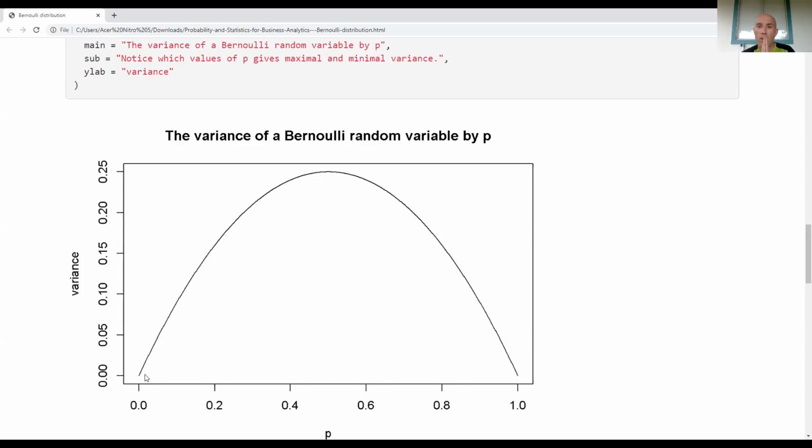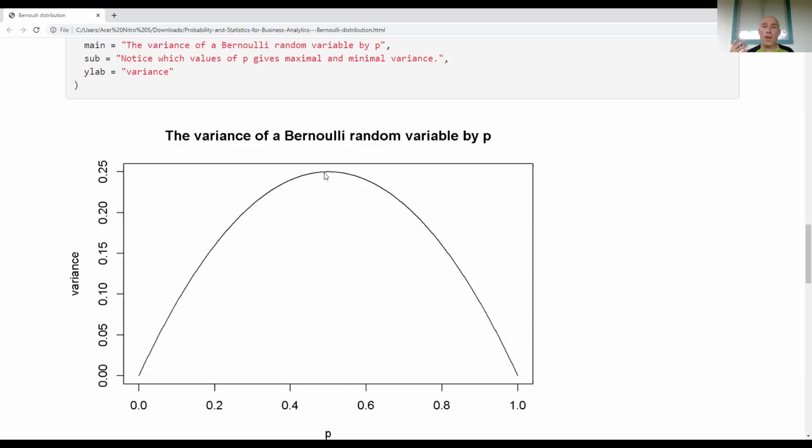Now let's think about what's happening in the middle. Well, in the middle, if I was going 50-50, there's no real central tendency, there's no leaning one way or another. There's no dominant value. In this situation, we see that the maximum variance is achieved when p is equal to 1/2, 50-50.